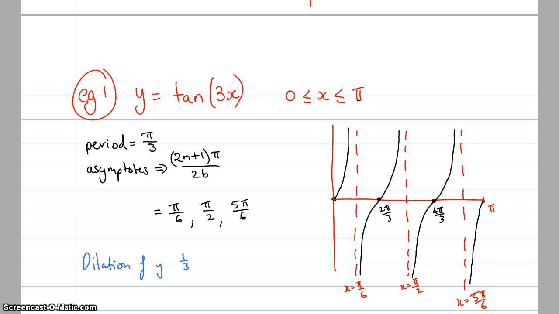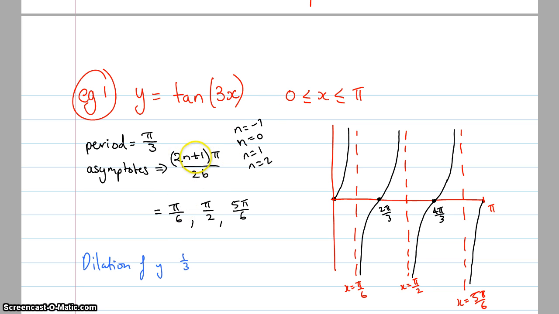The first thing I want to do is have a look at the period. The period is pi on b, and b is 3 in this case, so the period is going to be pi on 3. The other thing I want to look at is my asymptotes. Now I use my little formula that I had before where n equals 0, n equals 1, n equals 2, and also n equals -1 and -2 and all the rest of them. So I can substitute this in here and find out what each asymptote is.